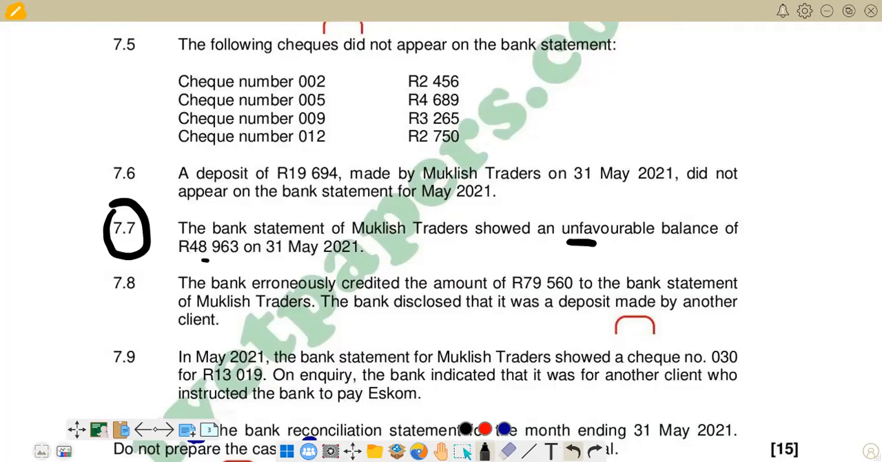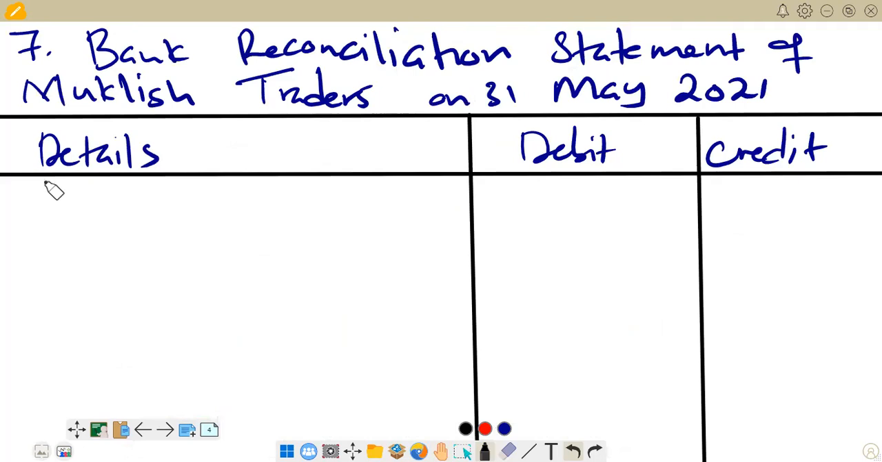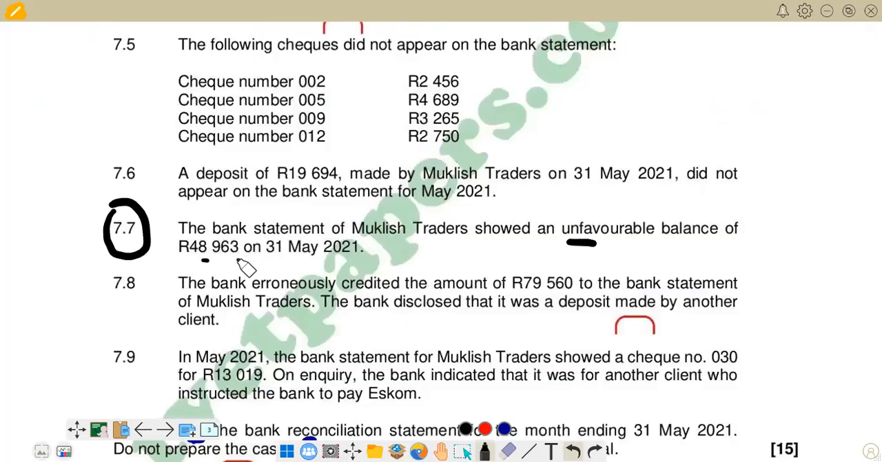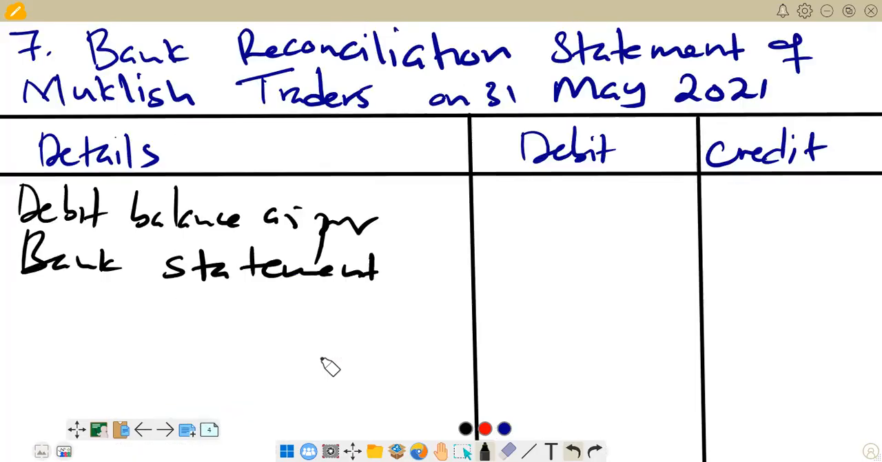This is going to be on the debit side of the bank reconciliation statement. So if you come here, you'll see that we are going to start with debit balance as per bank statement. So this is the balance that we are going to start with, and we are saying it's a debit. So we go to the debit side, and we can go back to recheck the actual amount that we have. We have 48,963. So this is the amount that we are going to start with, 48,963.